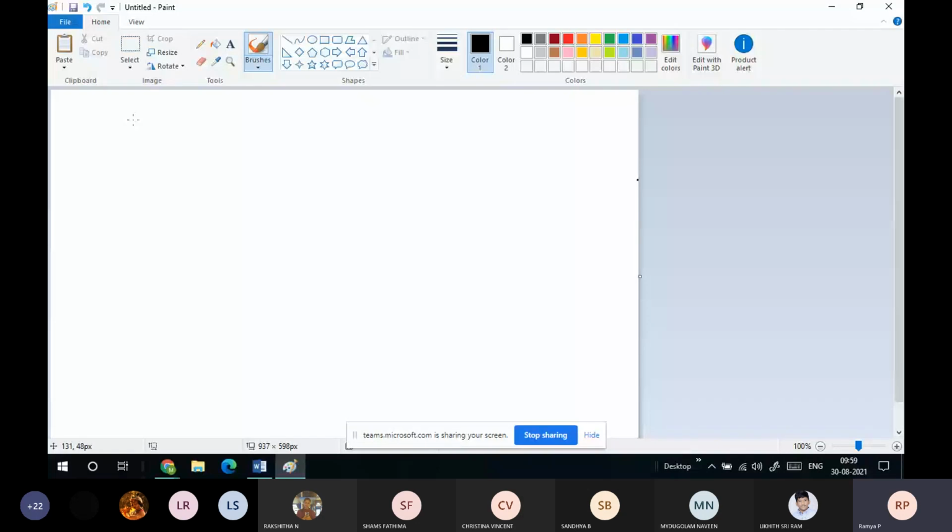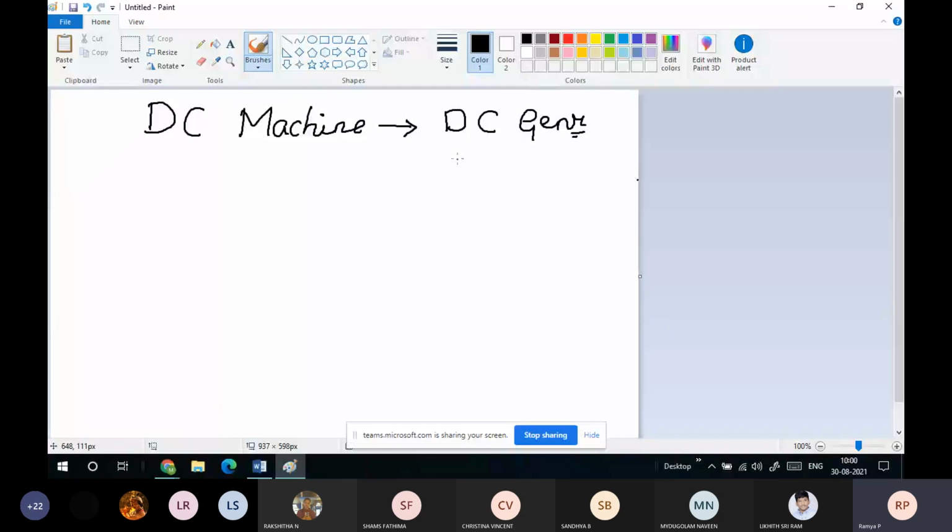Okay, the topic we are going to discuss today is DC machines. I will just tell you what we mean by a DC machine in general. What do you mean by a DC machine? When I consider it as a DC generator, and when I consider it as a DC motor. There are two conditions, two parameters, where the machine can be converted into a generator or a motor.